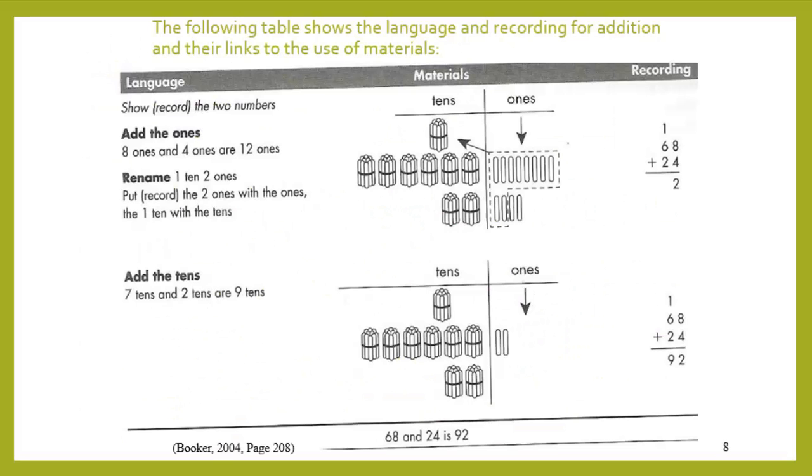There's another example taken from the textbook by Booker. When you're adding 24 to 68, 4 and 8 make 12. We've got 2 left in the ones, and we'll bundle 10 of those ones together and put it over in the tens column. Now when you go to add the tens, we were adding 24 and 68. Well, the 20 and the 60 make 80, and the extra 10 we carried over makes 90. So 68 and 24 is 92, or 68 plus 24 equals 92.